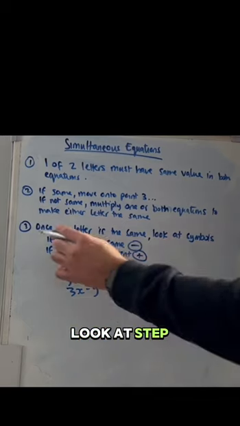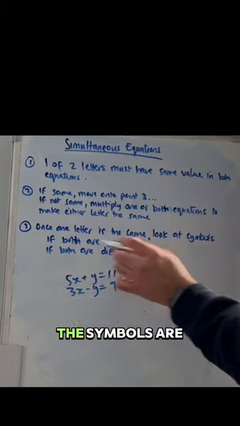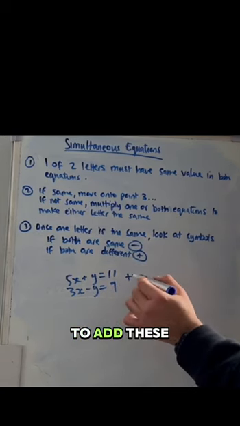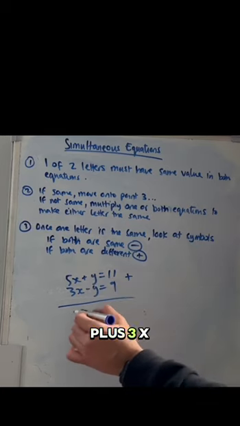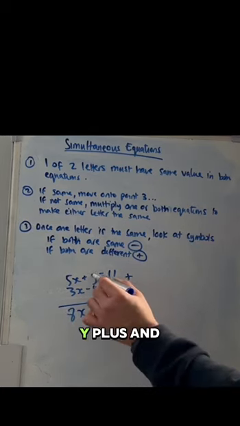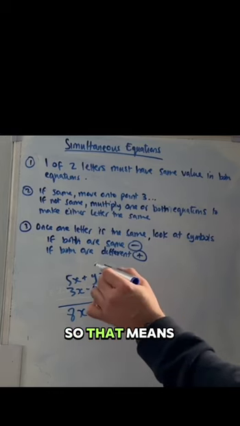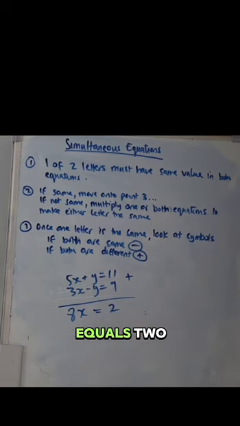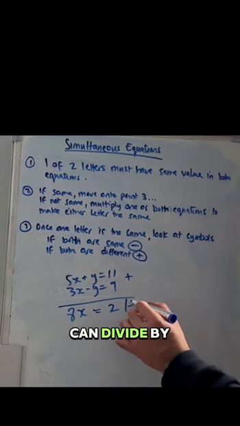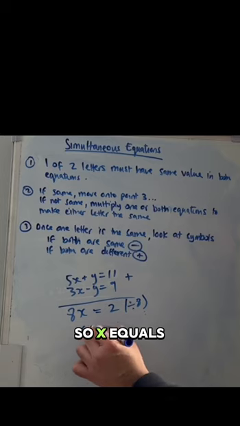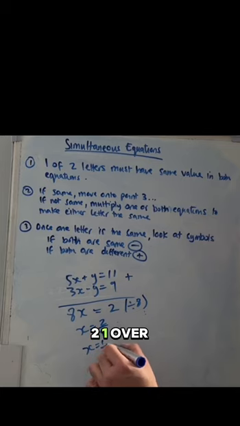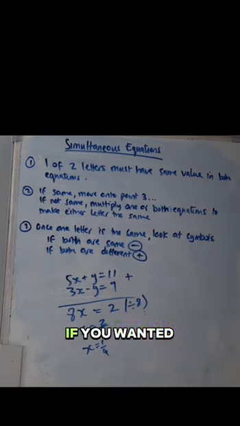Step 3: if the symbols are the same, we take away; if the symbols are different, we add. Here, that's a plus and that's a minus, so the symbols are different. I'm going to add these two equations together. 5x plus 3x is 8x. A plus y and a minus y make 0. Then 11 plus 9 is 20, and I can divide by 8. So x equals 2 over 8, which equals 1 over 4, or you could write that as 0.5 if you wanted to.